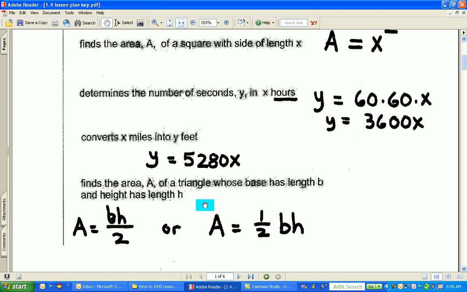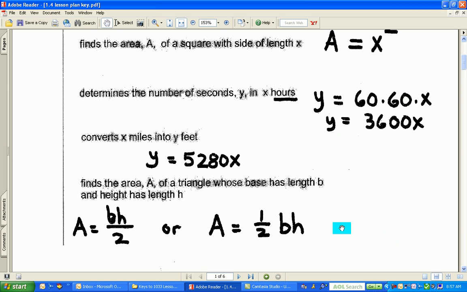Formula for the area of a triangle. The length of the base is represented by b. The height of the triangle is represented by h. This is a mathematical formula that you need to know. Area of a triangle is always 1/2 base times height. Another way to write it is area equals base times height over 2. A very good way to picture that.